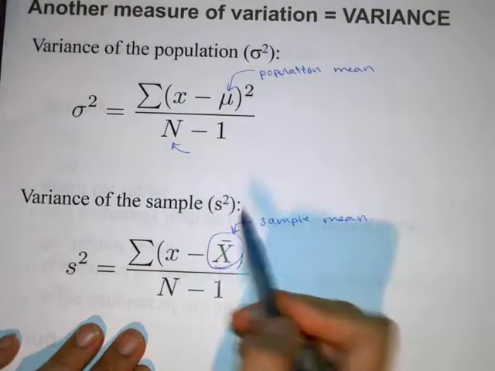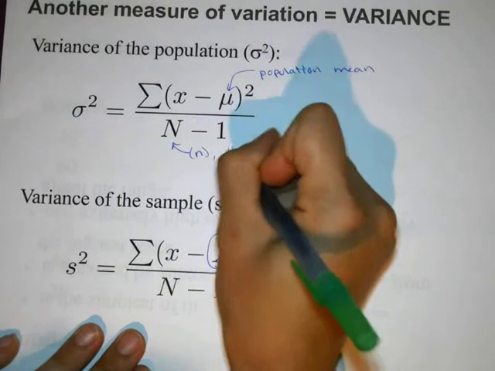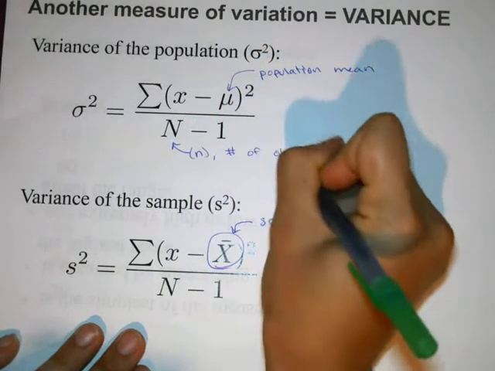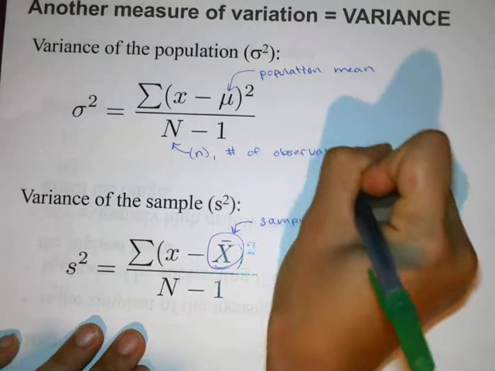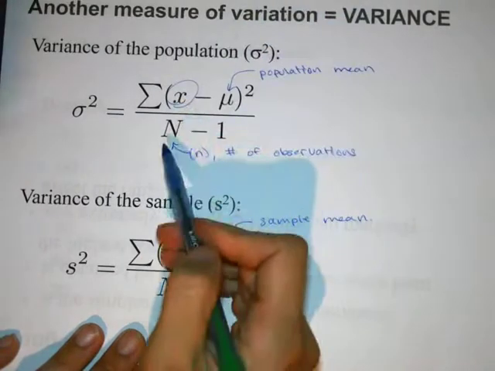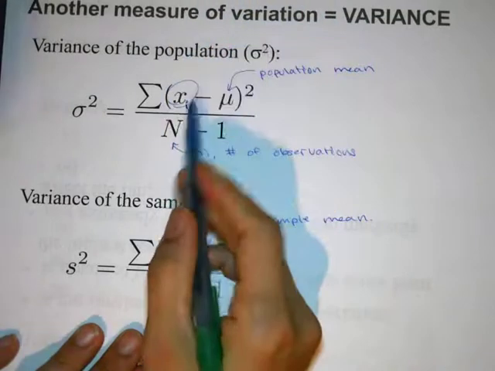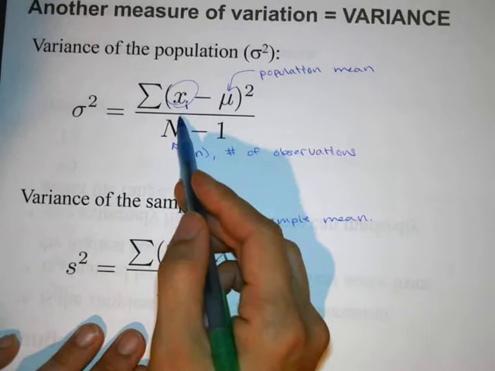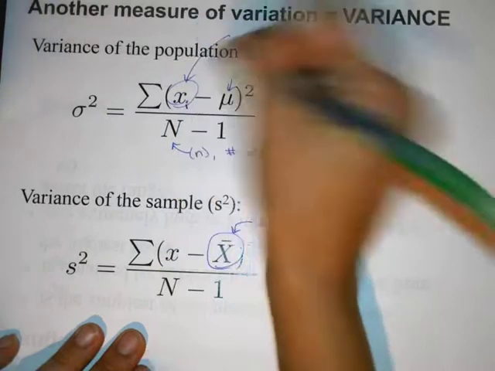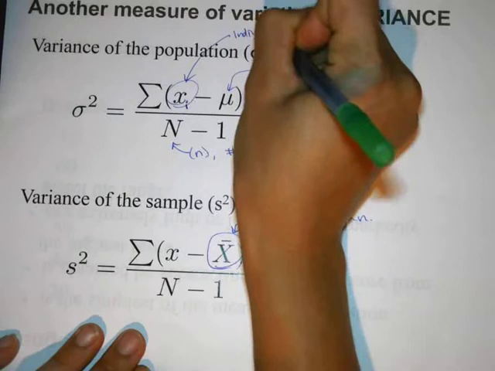And in here, sometimes this is written as a capital N, sometimes it's written as a lowercase n, is the number of observations. And this right here is our individual observations. So in your book, they'll put sometimes a little i down there to indicate that this is something that we're going to sum. So this is all of the individual observations.